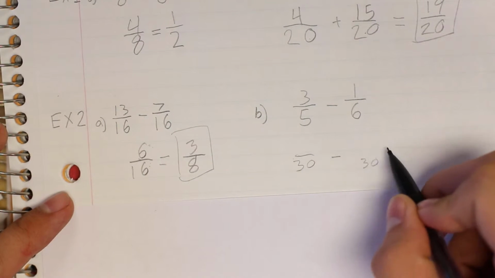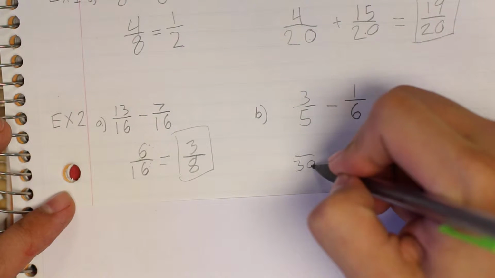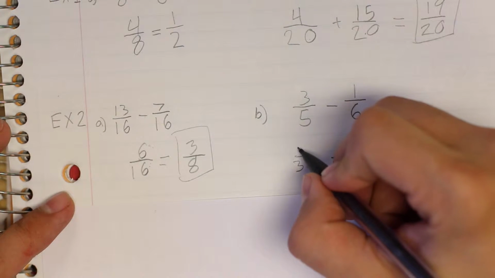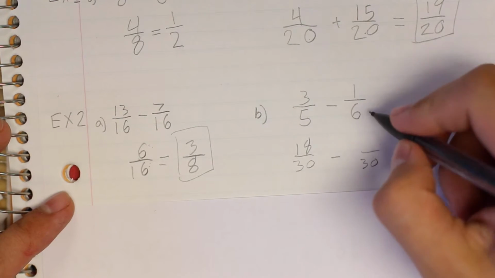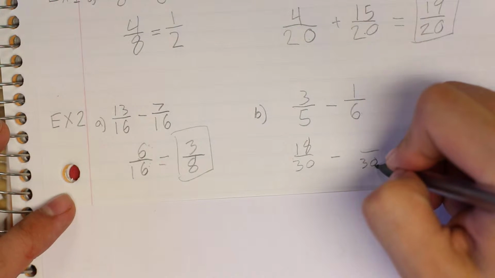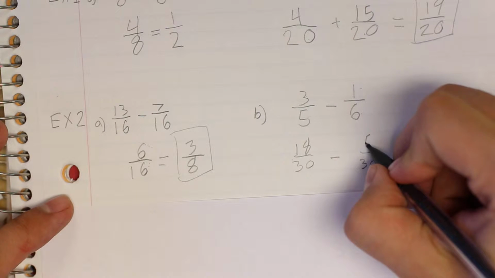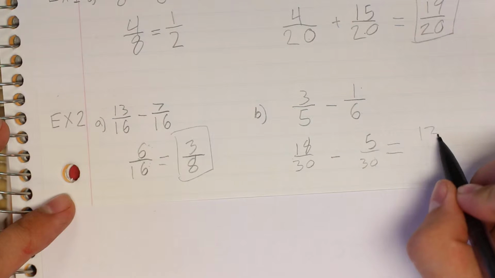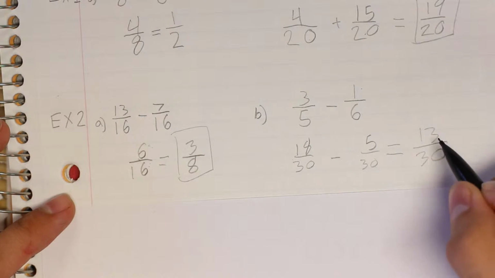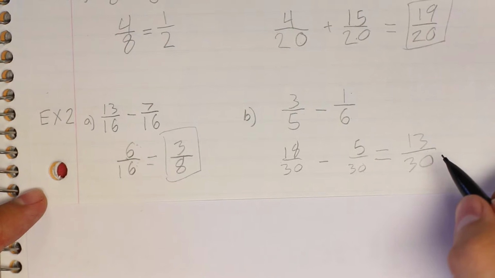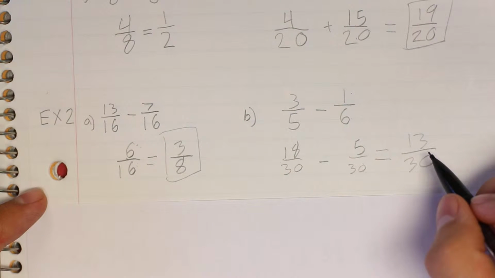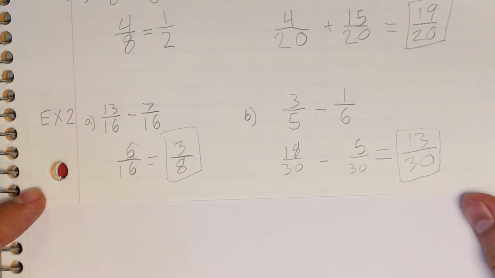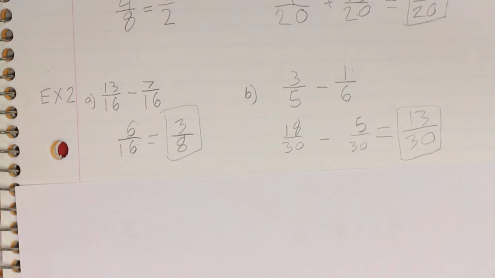We're subtracting. The question is, what did I multiply 5 by to get 30? I multiplied it by 6. Do the same to the top. Multiply it by 6. You would end up with 18. What did you multiply this by to get 30? You multiplied it by 5. Same to the top. You end up with 5. You subtract. You end up with 13 over 30. Can it reduce? Can it simplify any more than it already is? Nope. They have no factors in common for us to reduce by. There you go. There's your answer.